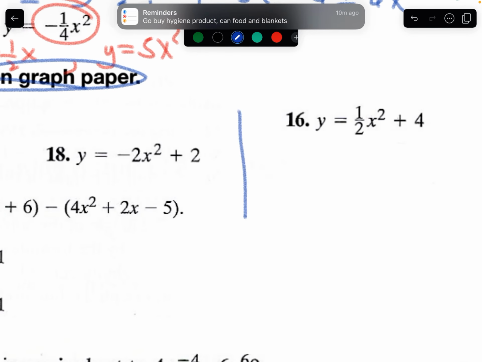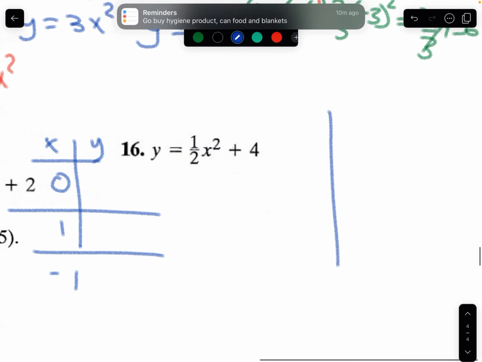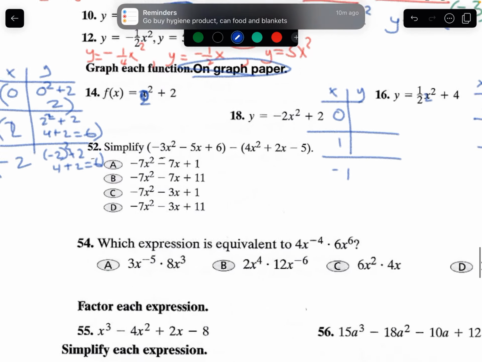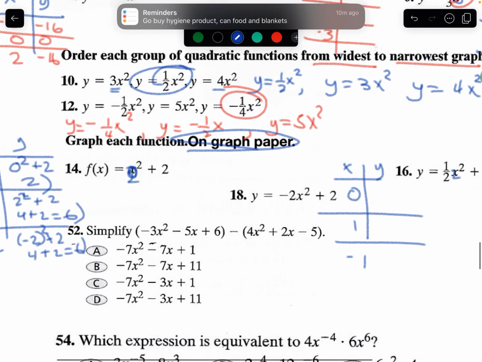Okay, same here. Choose your ordered pairs, x, y. I choose 1 and negative 1. 0, 1, and negative 1. Here I choose 2. 2 squared, which is 4. Okay. I choose 0, x, and then y. You guys choose on your own. That's how you do it. And then the rest is review, right?